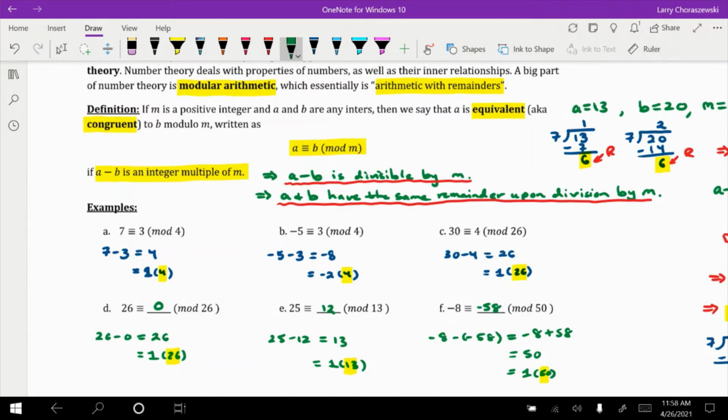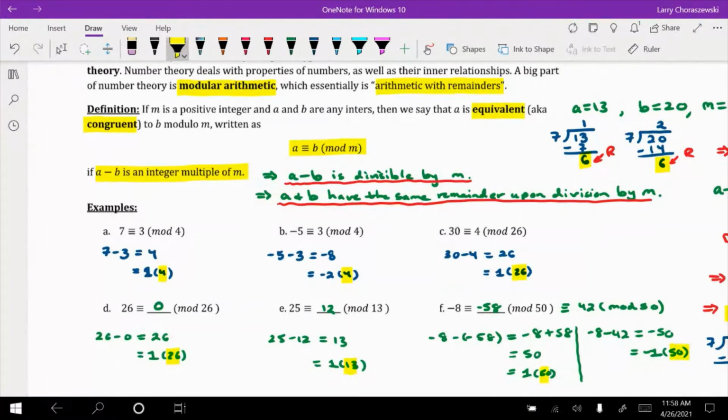Here's another potential answer. Could do 42. Could you see why 42 would also work? If we did negative 8 minus 42, that gives us negative 50, which is negative 1 times 50. So that works as well.